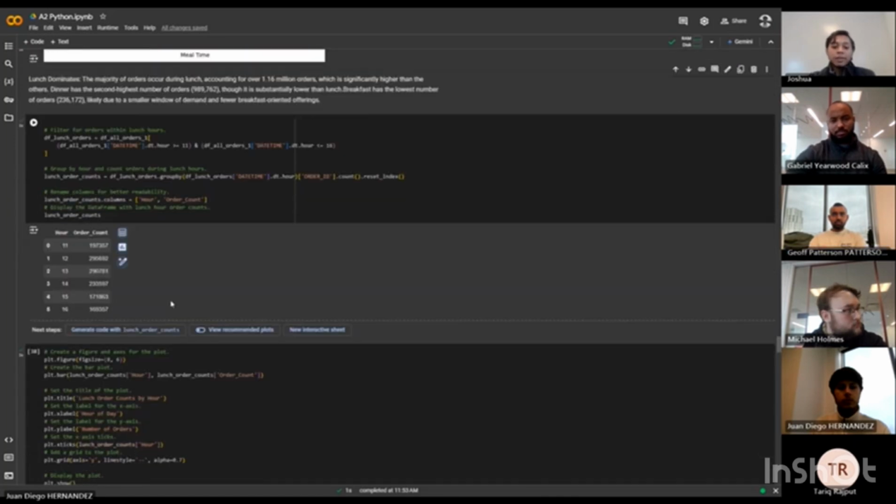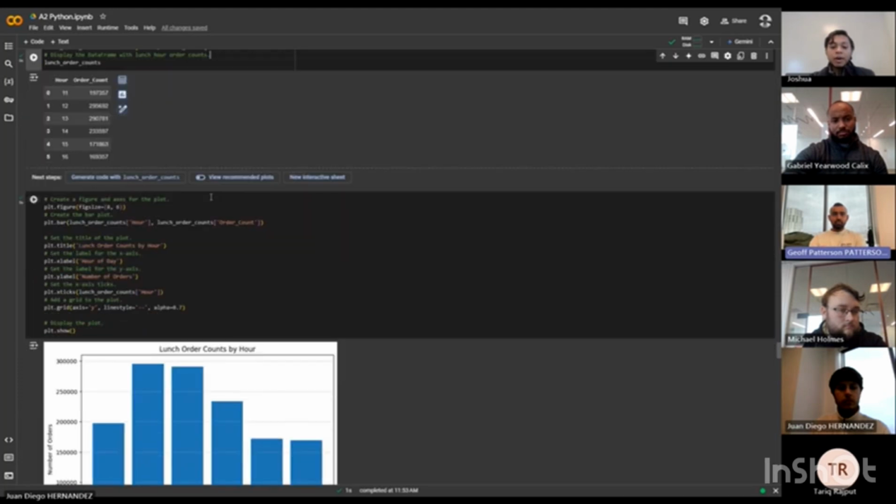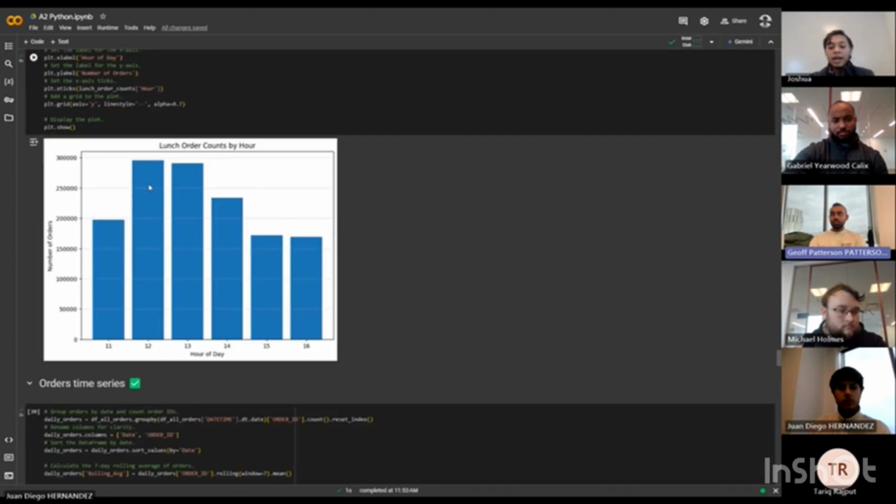Then we filter the hours to lunch as it was our busiest time of day, and we have a bar chart showing the hourly trends of our lunch orders.